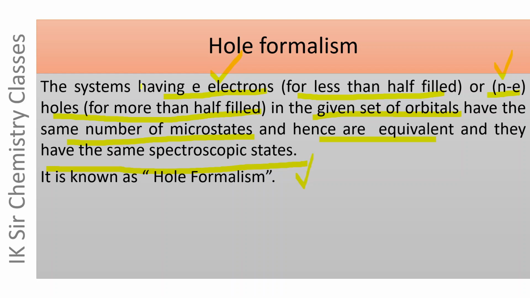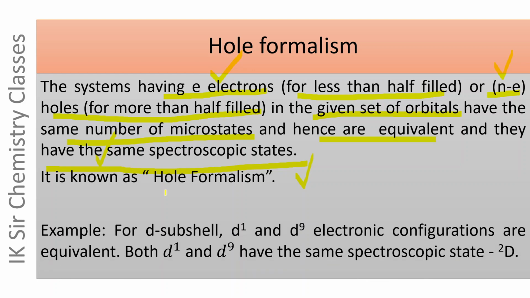For example, p2 configuration having 2 electrons and p4 configuration having 2 holes have the same number of microstates equal to 15 as calculated earlier, and hence they are equivalent and they have same spectroscopic states. There is another example for D subcell.